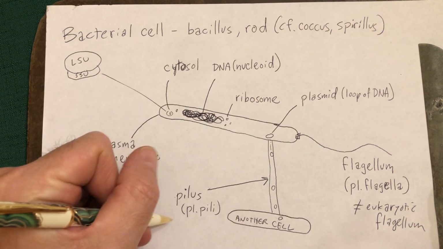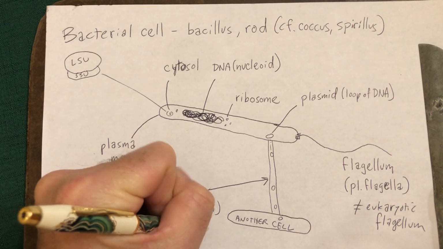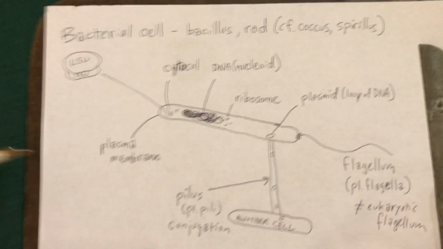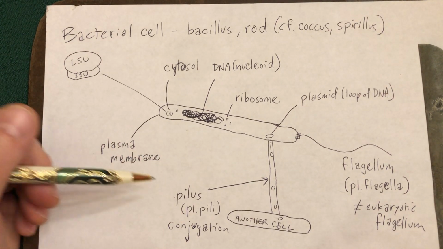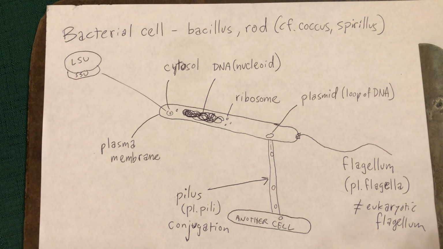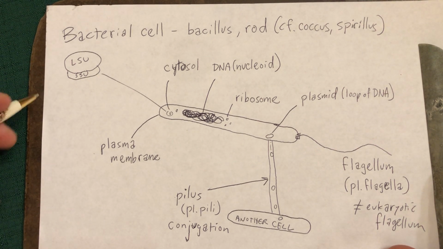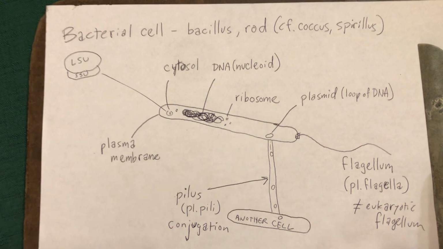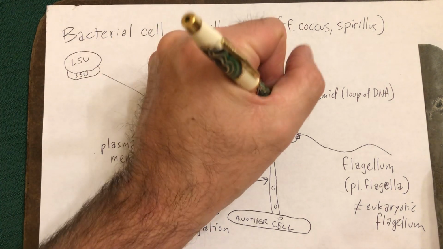So this process is called conjugation. Once upon a time, I've heard pili referred to as a sex pilus because it is kind of exchanging genetic information, but prokaryotic cells don't have sex. It's not sex. That's something that's very different. All right. So that's one of our structures that we're going to see that can be produced on the outside.